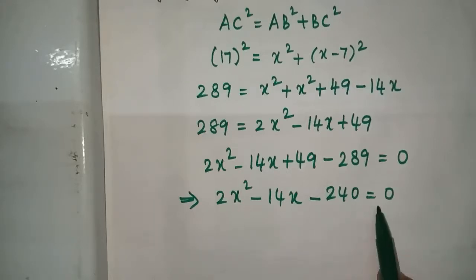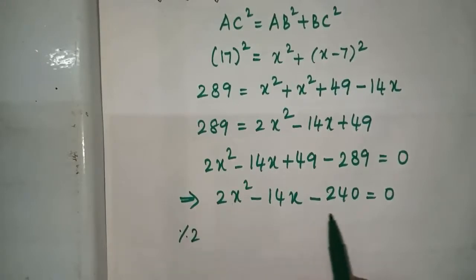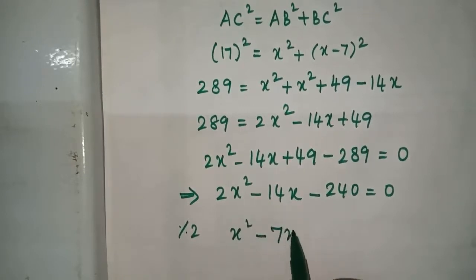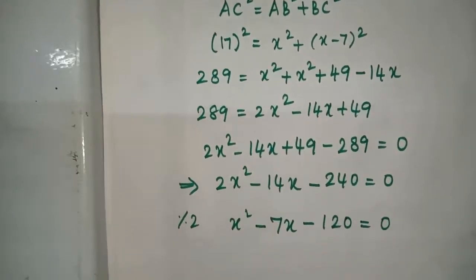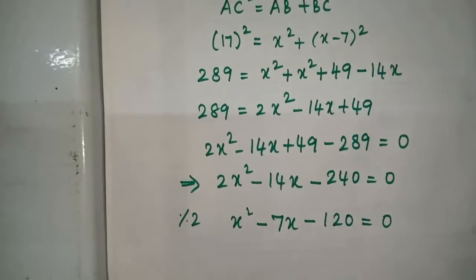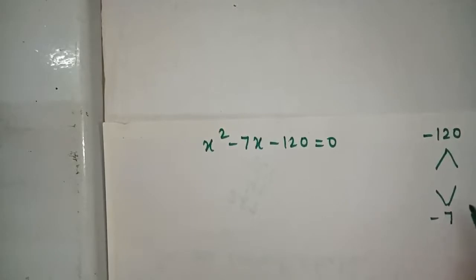So this is a quadratic equation. Divide by 2, because the equation is a multiple of 2. Dividing by 2 we get x square minus 7x minus 120 is equal to 0. Now we have the quadratic equation, and we split the factors. Here the product of roots is minus 120 and the sum of roots is minus 7.